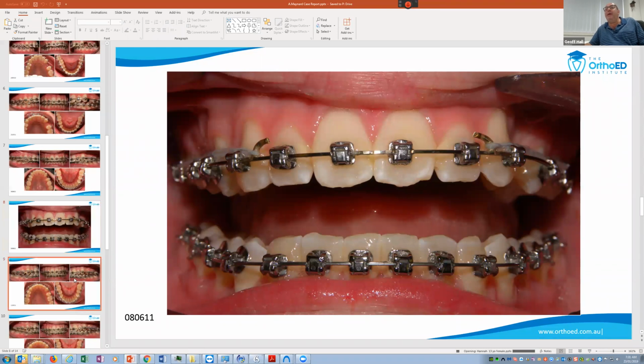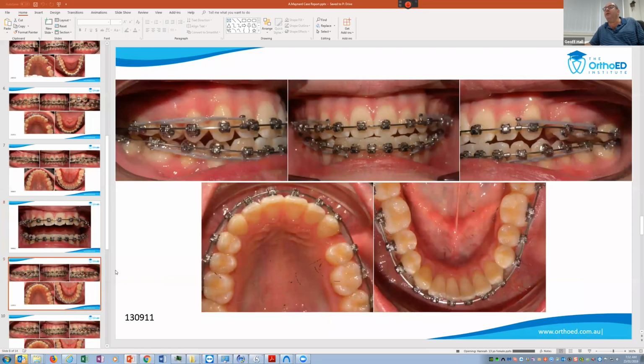Now, the problem here was your anchorage, which we're going to talk about, because I started closing up these spaces. What happened? I've now got a little bit of a class 3. Don't ask me why that's happened, because you would have expected it to be the other way.